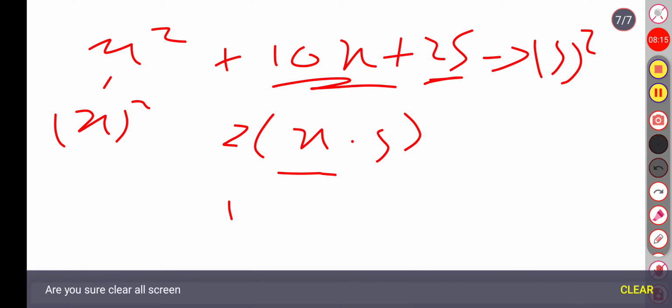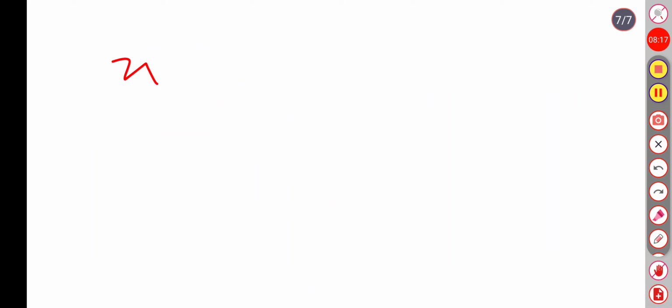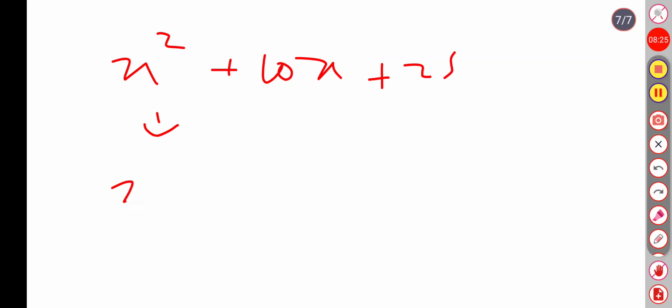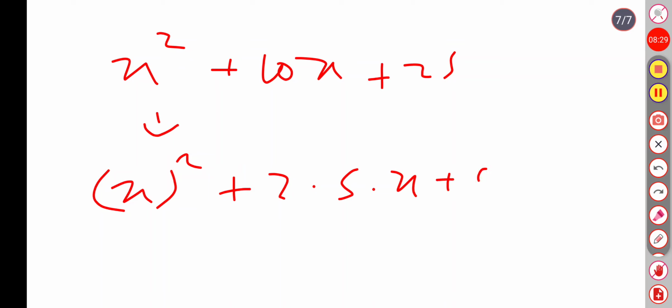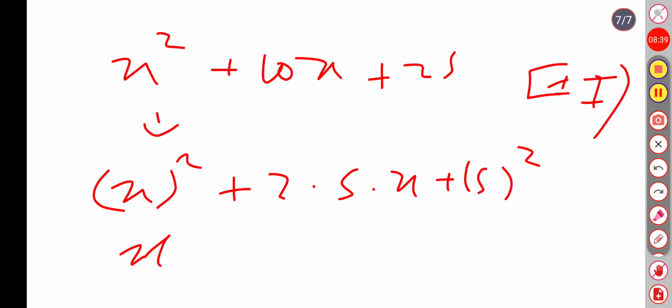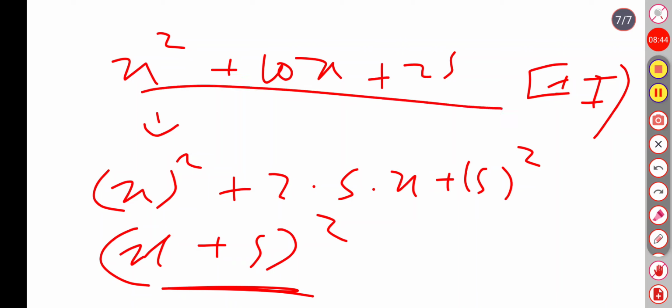So that is correct. So we could use (a plus b) the whole square here. So x square plus 10x plus 25, we could write this as x the whole square plus 2 into 5 into x plus 5 the whole square, and we could write identity 1 as the reason, and we could write this as (x plus 5) the whole square. So x square plus 10x plus 25 could be written as (x plus 5) the whole square.